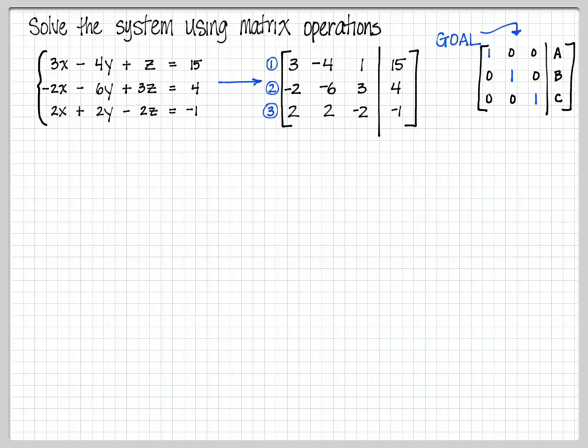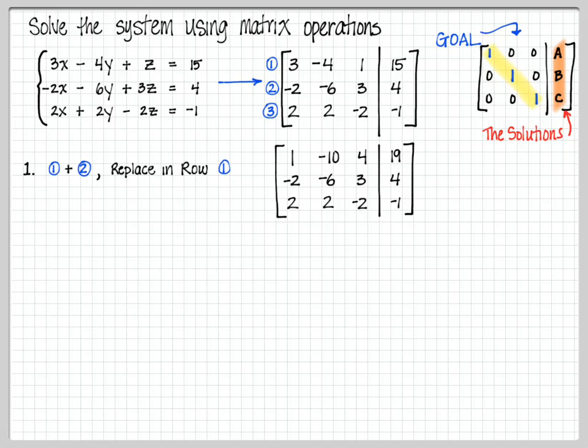And our goal is eventually to have this diagonal of ones, and all of the other elements in the square matrix to be 0. And so the solutions will be this column here, this A, B, and C will be the solutions to the system.